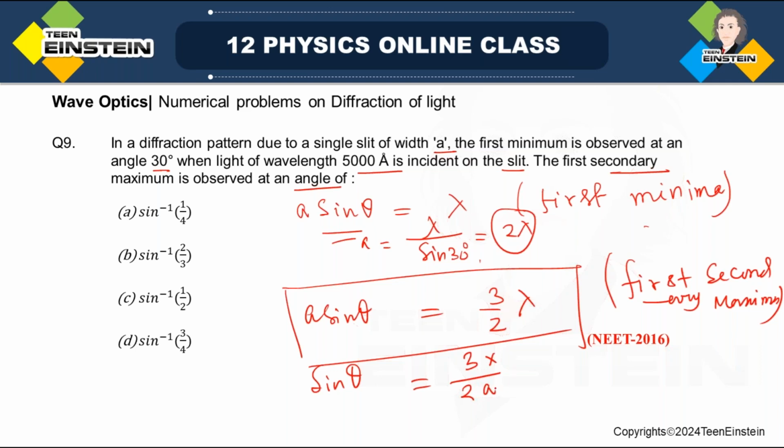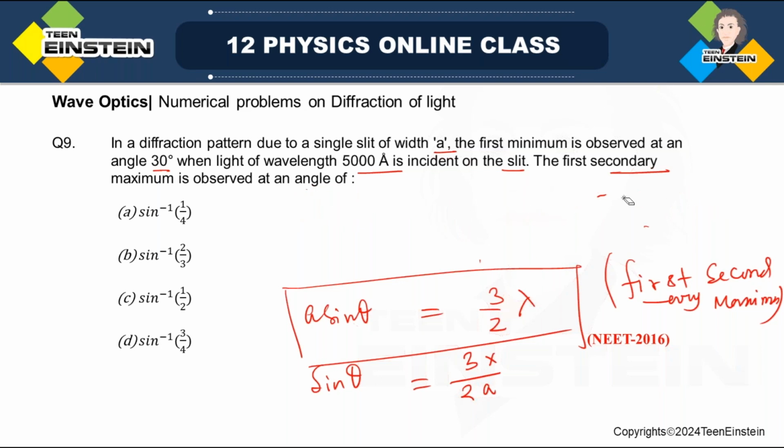So here I can put the value. Okay, let me write first once. So sine theta. Let me just erase this part, otherwise you will be confused. So this was required to find out what is A. In a diffraction pattern due to a single slit of width A, the first minima is observed at an angle 30. So this is required for finding out the A. So we have found out A.